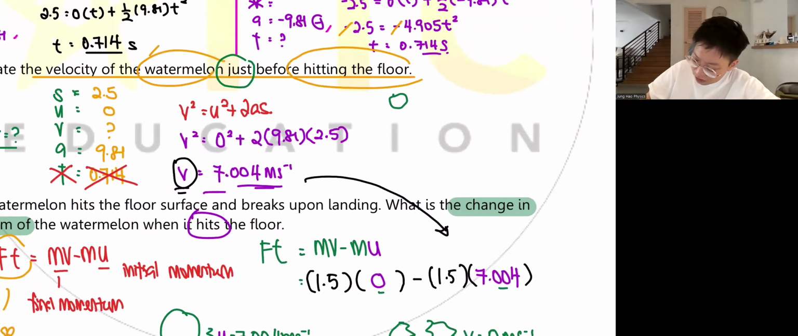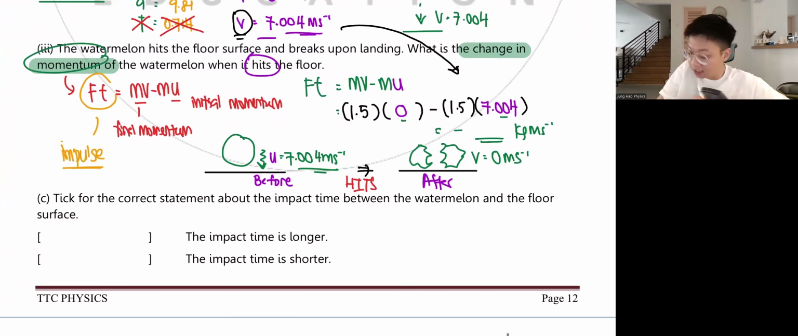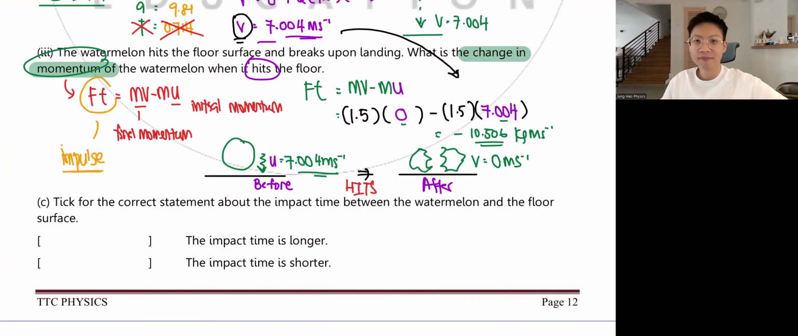Because just now, this was it falling. So my initial is 0, my final is 7.004. But now this is reversed. So when I calculate this out, I will get a negative value of kg meter per second, because this is the momentum. Okay, so what is my answer here? 10.506 kg meter per second. Okay, so therefore this is it. The calculation is actually not difficult.